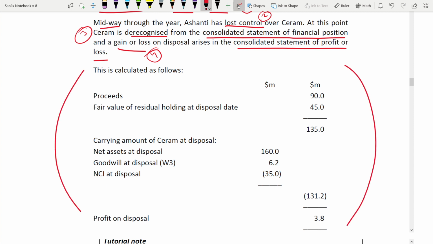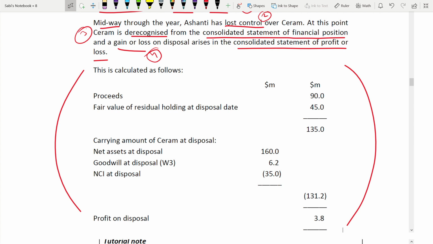Remember, if you want to calculate a profit on disposal, especially when you're selling a subsidiary and you're losing control, make sure that you know step by step this order only. First proceeds, then fair value of residual holding, the balance you are holding. With that, you deduct net assets at disposal plus goodwill minus NCI at disposal. Everything at the date of disposal only.